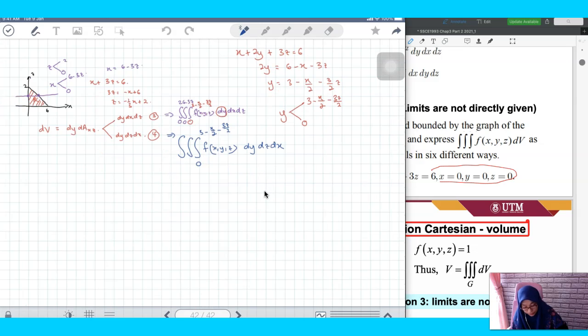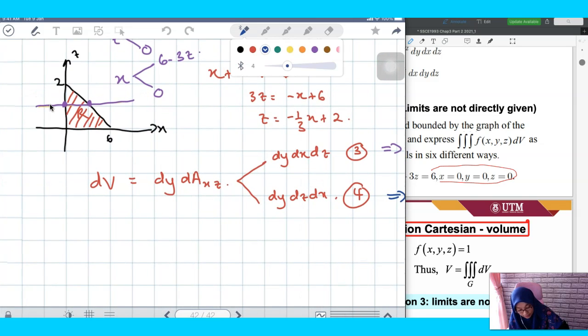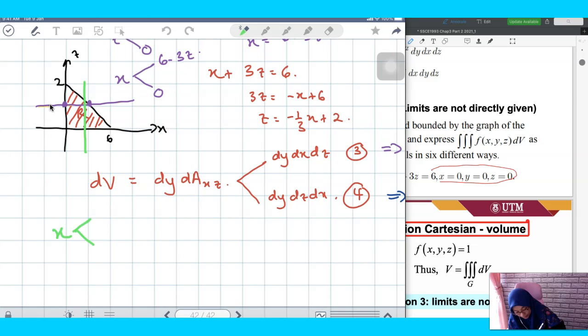Okay, now look at your region. We have a similar region here, but now the x is constant. So when x is constant, we have to provide this vertical line. So x is 0 to 6, and then z is, that is your point, and that is your upper bound.